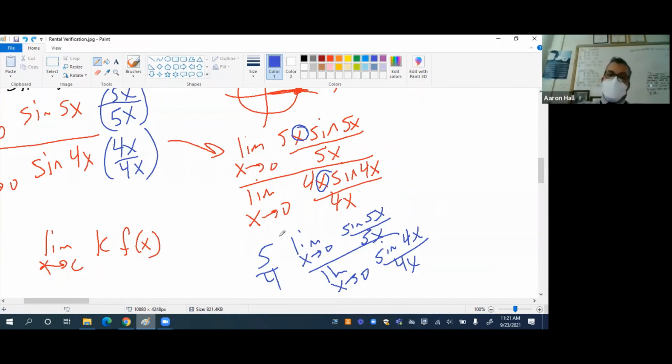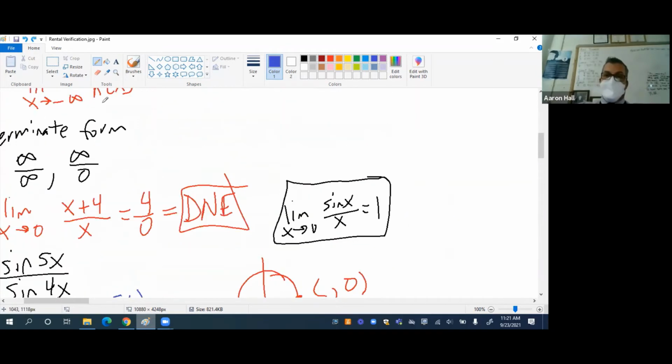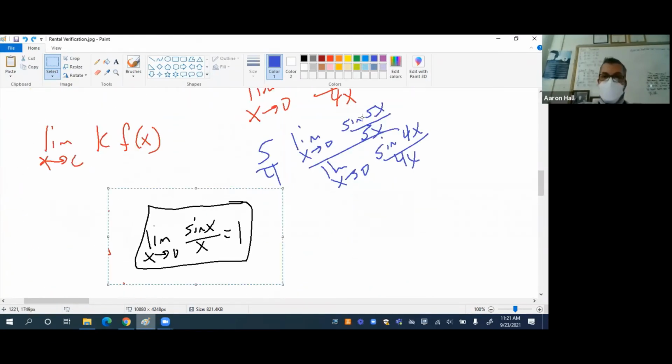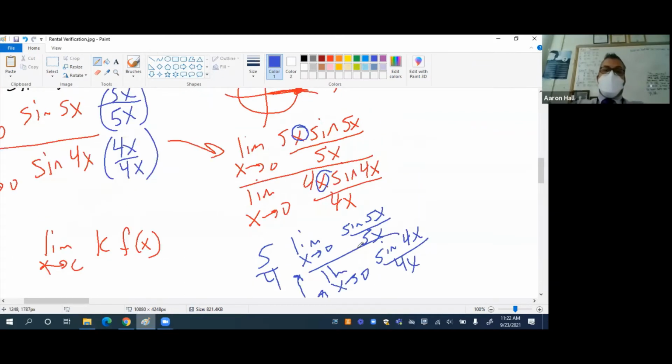But isn't that what we wanted to get anyway? Look at our flashcard. Let's grab our flashcard and bring it down. Isn't that what I wanted to get? Yeah. So what's the numerator? The limit as x approaches 0 is 1, divided by the limit as x approaches 0, which is 1. So it's just 1 over 1. Do you see that I have 1 over 1 here? So what's the answer? 5 over 4. Okay, let's go back and do this again.